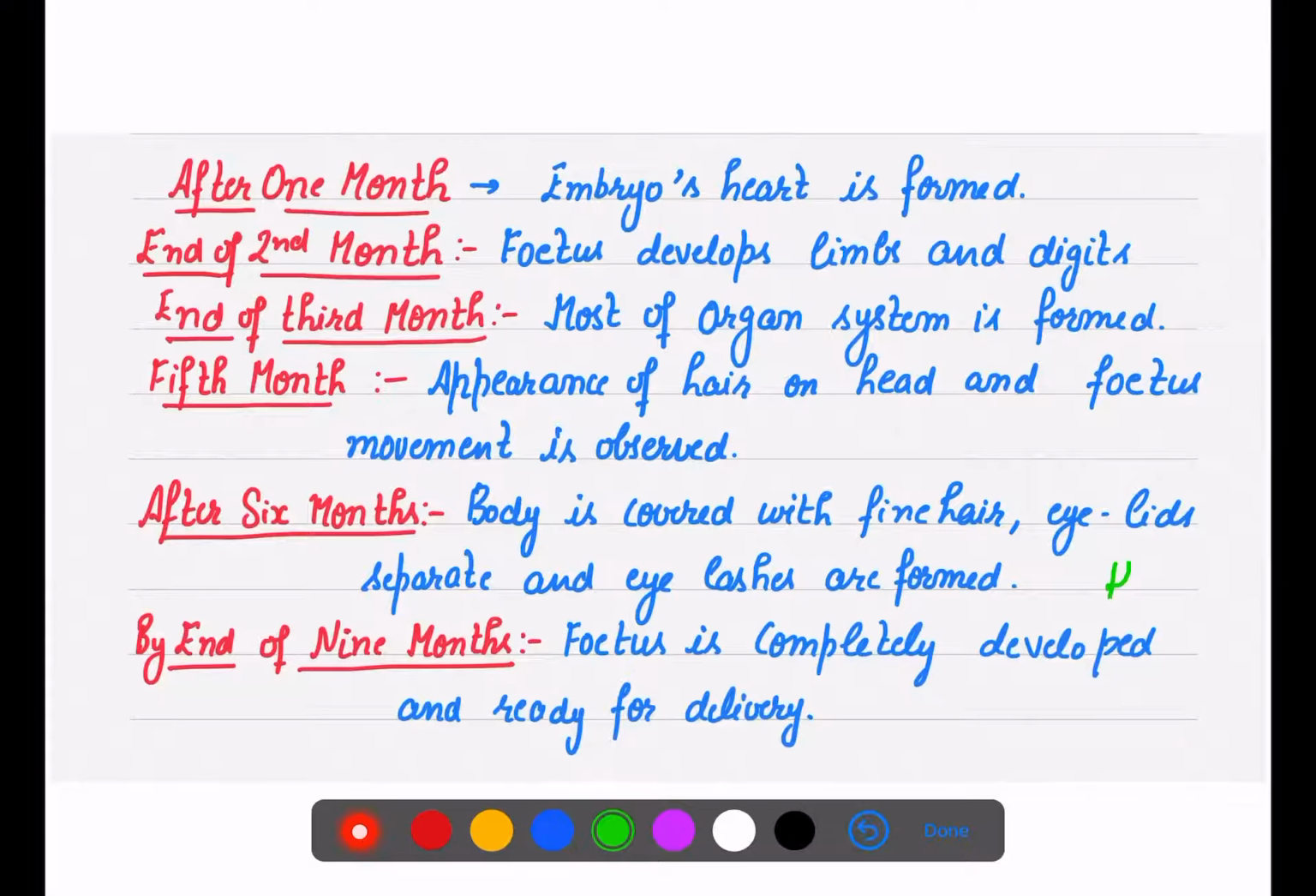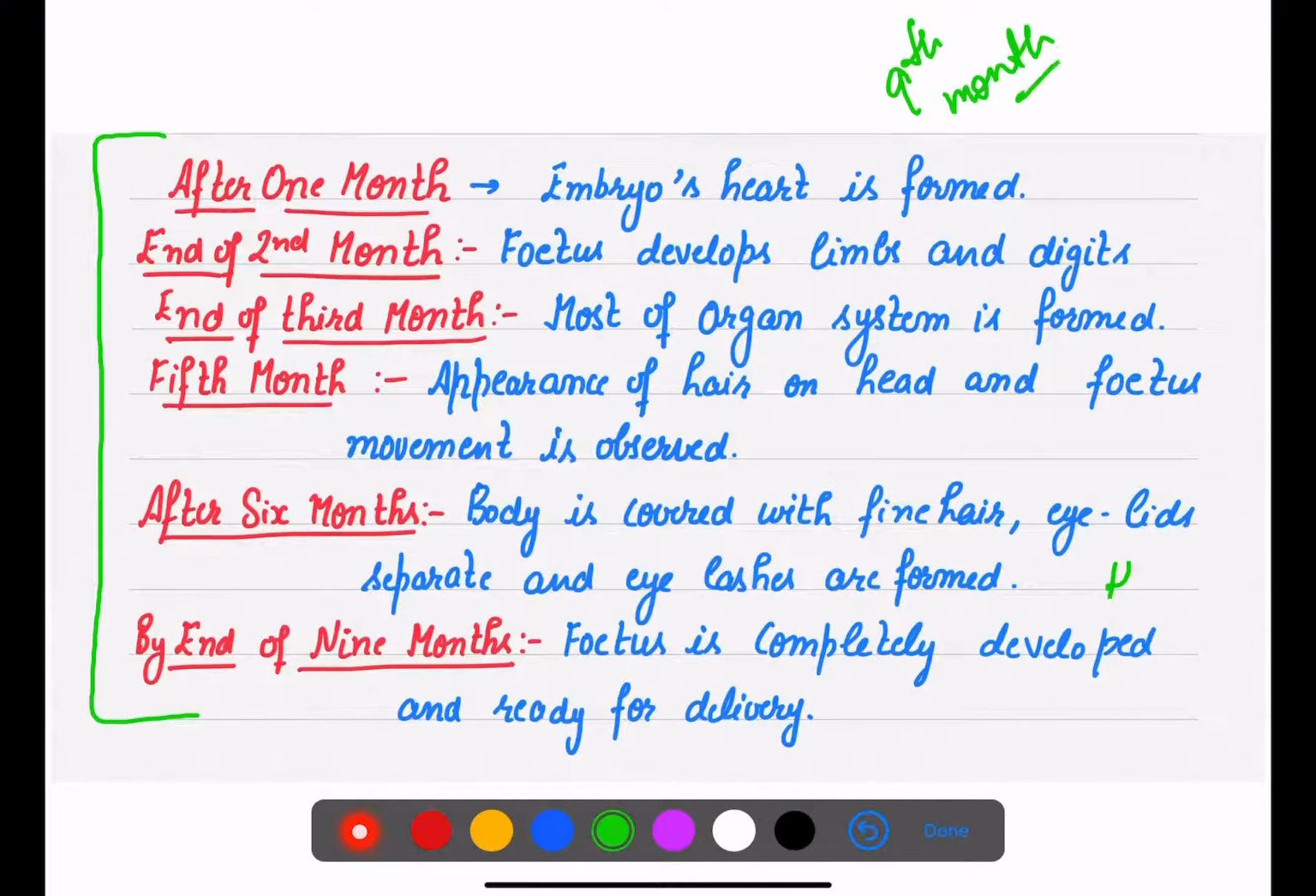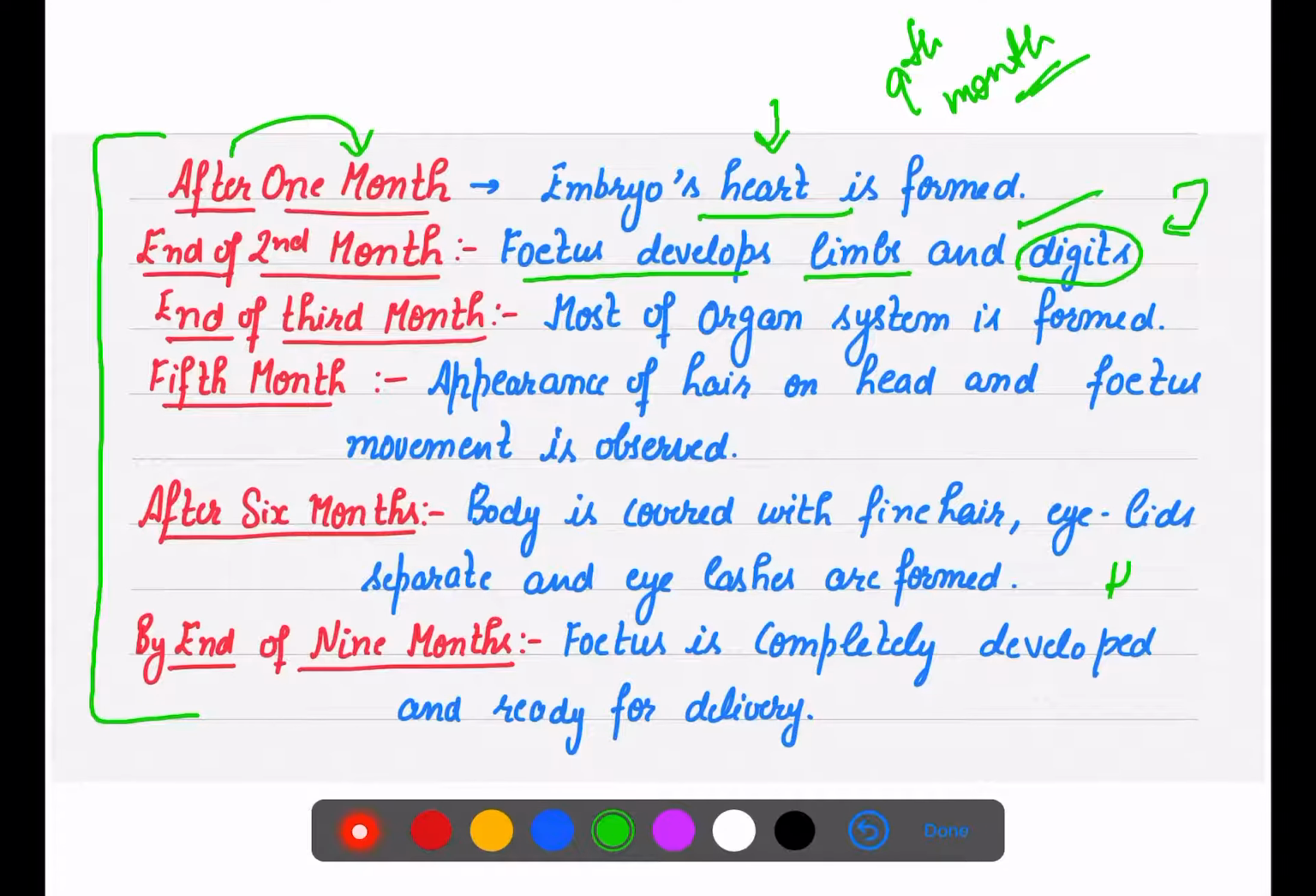Next is a very important thing for you: what is happening in the 9-month period, which part is getting developed. Yesterday I told you that the heart will develop from this layer, the kidney from that layer. Now we will see what is developing at each month. After 1 month the heart is formed, which means a baby's heartbeat can be audible. At the end of the 2nd month the fetus develops limbs, upper and lower, as well as digits, fingers and toes.